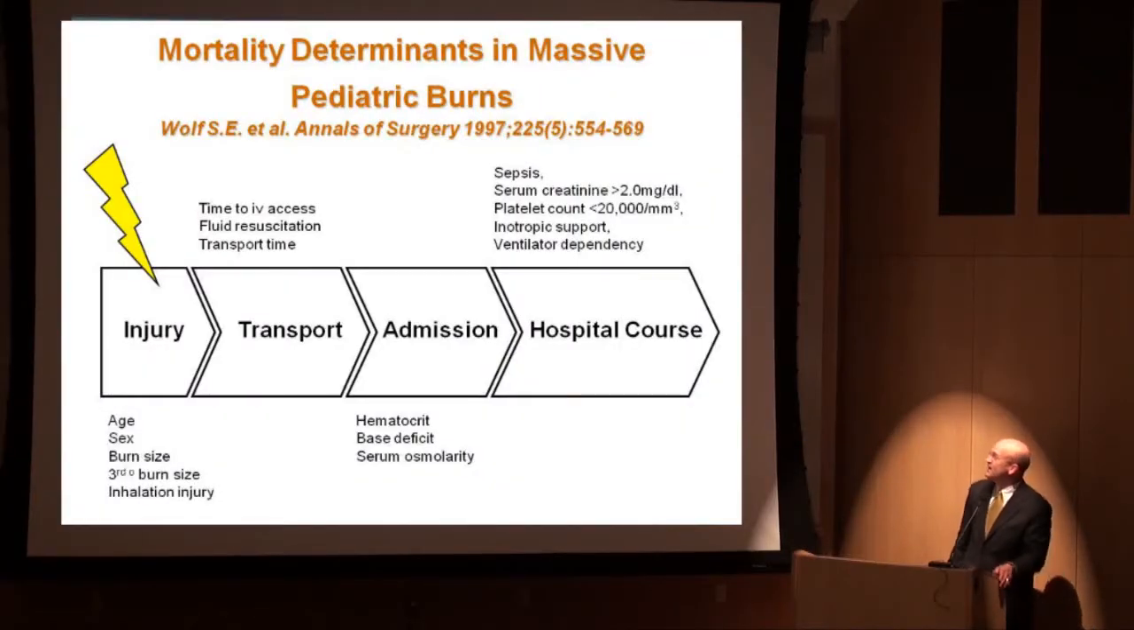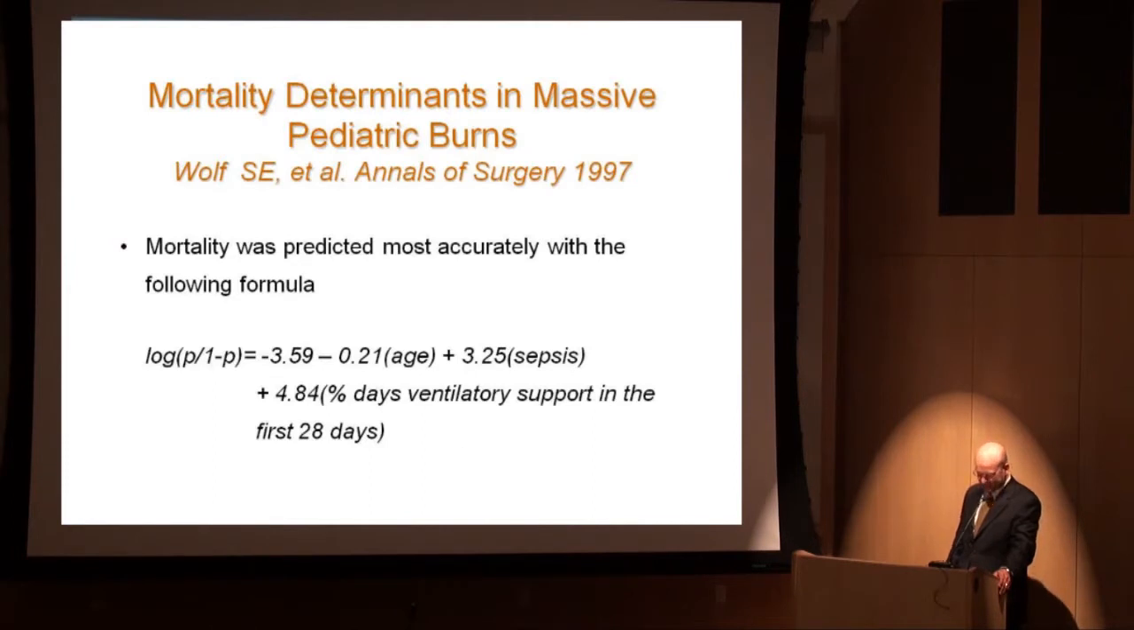We did this study, I did the study with Dave Herndon, where we looked at, okay, well, can you predict when somebody's going to die? We broke up our variables into characteristics of the injury itself, things that happened during transport, what they look like at admission to the tertiary care hospital, and then things that happened during the hospital course. And these are the variables that we used. And what we found is that when it came down to a multivariate logistic regression, there's hundreds of variables now. The things that mattered were age, whether they got septic while they're in the hospital, all within the first 28 days, and then the days of ventilatory support in the first 28 days.